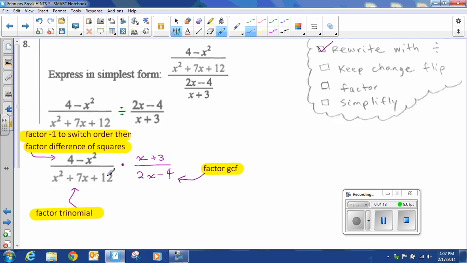And the denominator, you want to factor out the trinomial. And again, 2x minus 4 here can be factored. You're going to factor out a GCF of 2. So once you have everything factored, again, you're going to simplify.